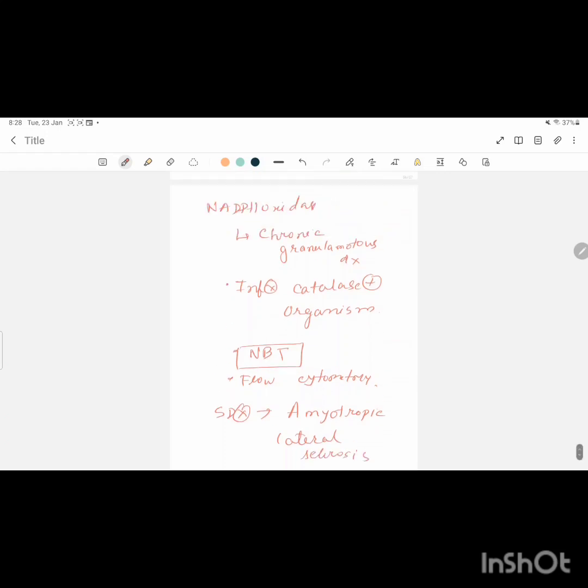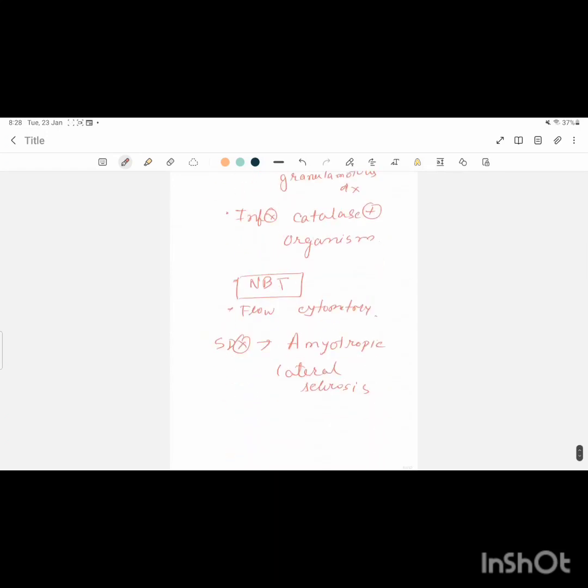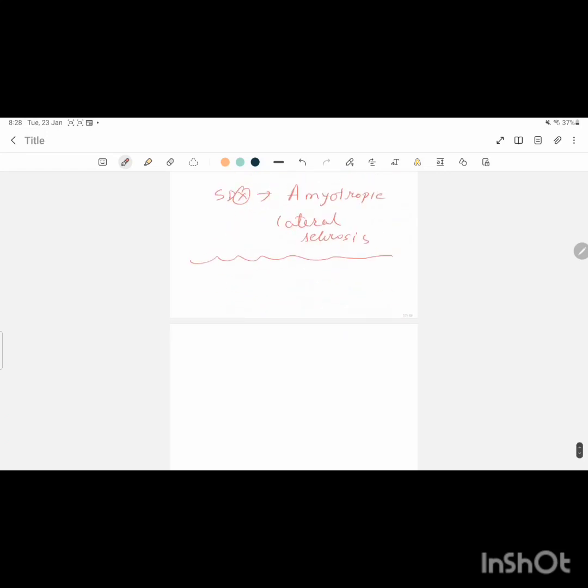And if myeloperoxidase is absent, there will be recurrent infections. Nothing more to talk about that. This sums up all about the neutrophil.